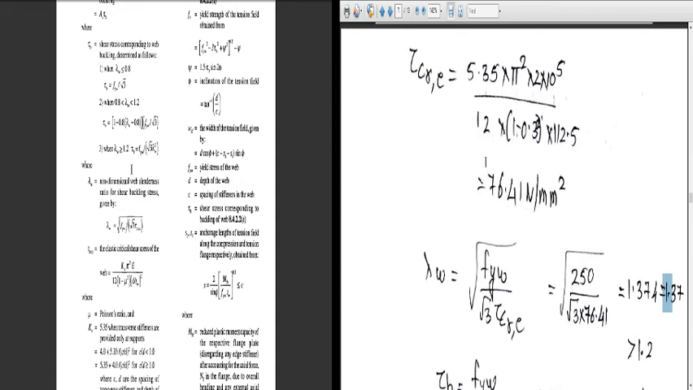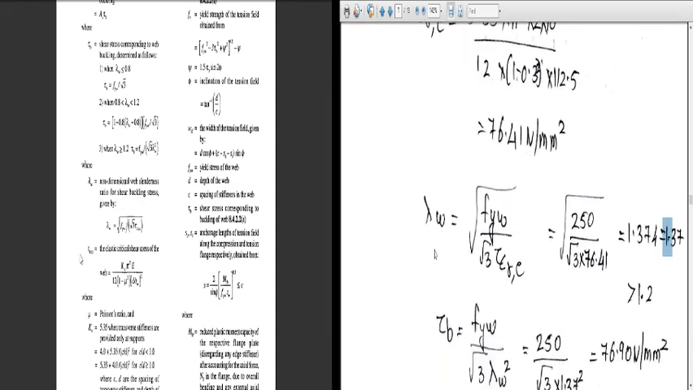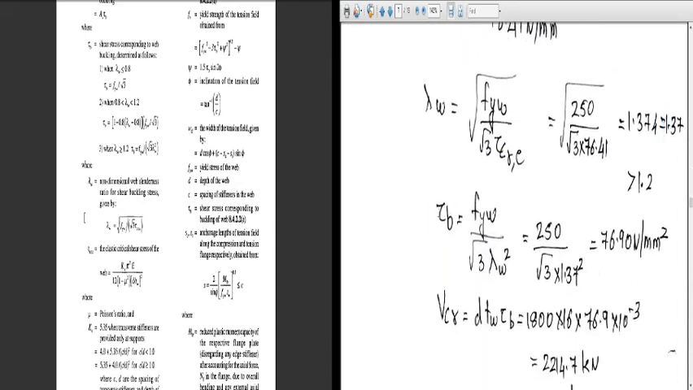So the formula for calculating the shear stress of the web for buckling is tau b equal to fyw by root 3 lambda square. So lambda w is calculated, and tau b is nothing but fyw by root 3 lambda w square. So it is 250 by root 3 and this value 1.37 squared, which is working out to be 76.90 Newton per mm square. So we got the value of tau b here.